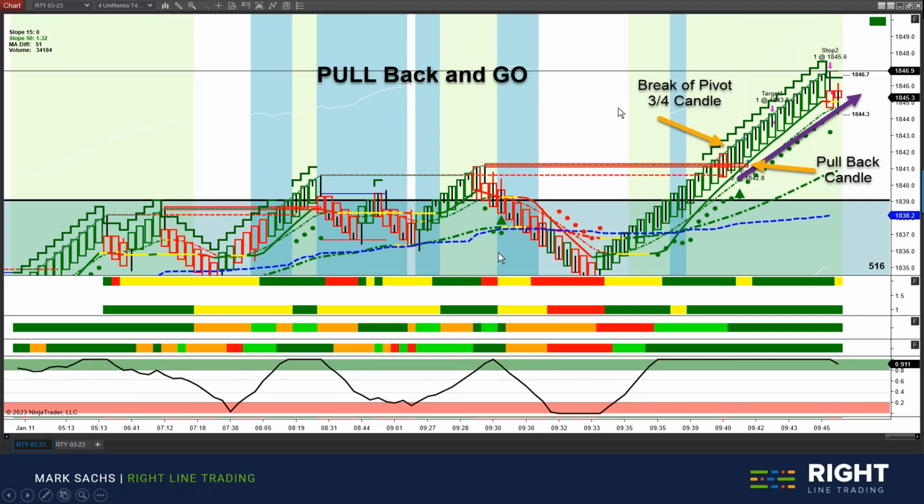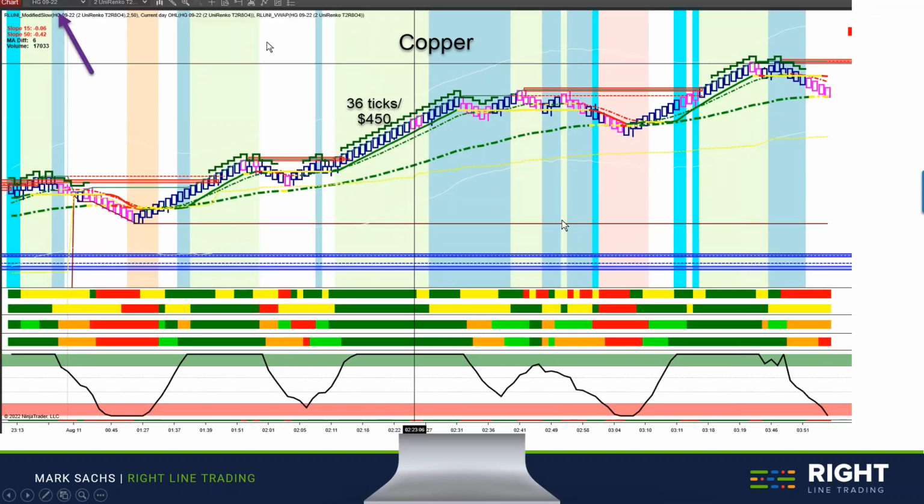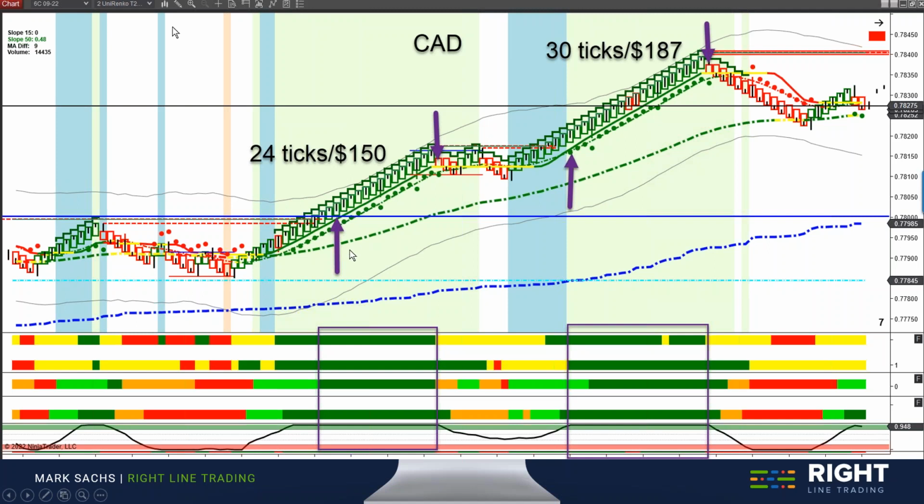So here's some trades. So here's a trade on RTY, broke the pivot. I placed my order as this candle was pulling back, buy on up close, and there it went. And there are my markers for my trade. Here's another trade on crude oil, broke the pivot, pulled back, and went. Here's a trade. This isn't a pullback and go trade, but this is a trade. Well, actually it is. That's 36 ticks on copper. Here's 2 trades on the Canadian dollar, one here and one here, for a total of 54 ticks.